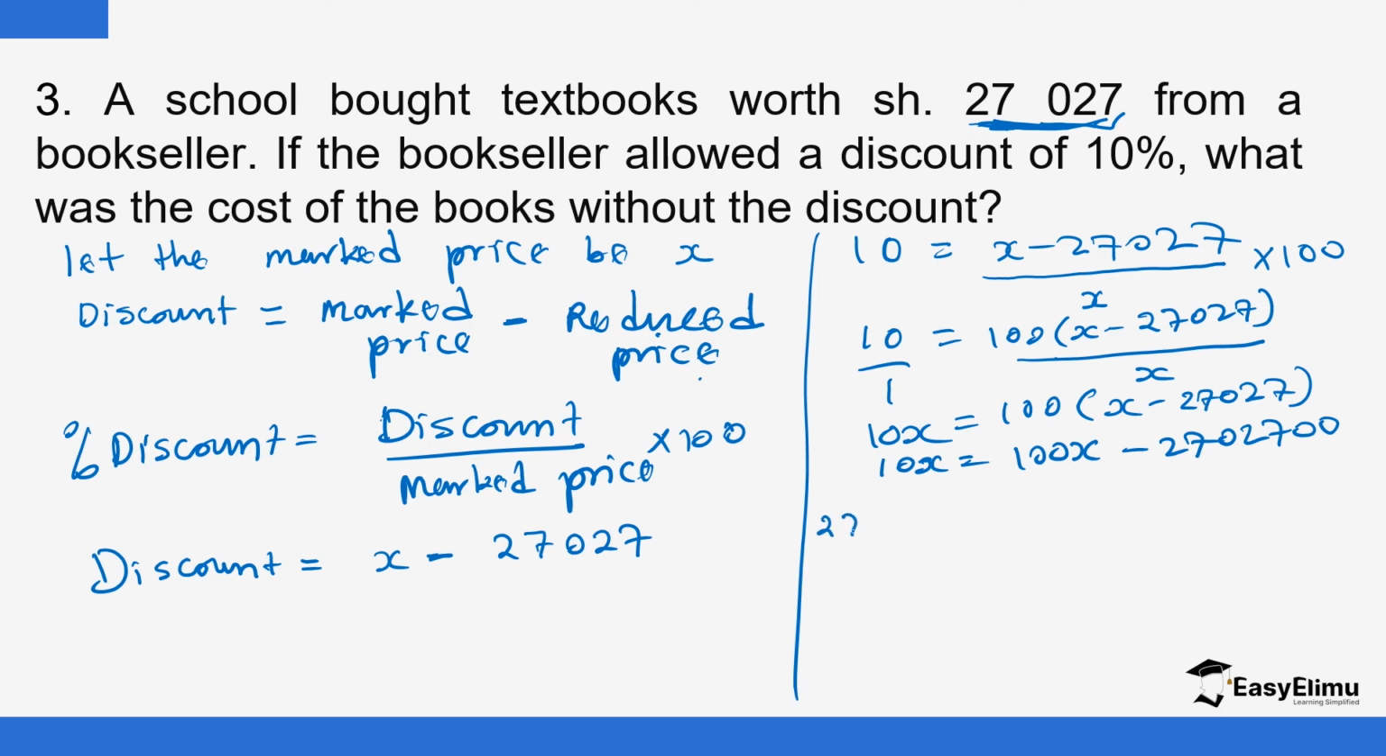So 2,702,700 will go to the other side. So 2,702,700 should be equal to 100x minus 10x. So 2,702,700 is equal to 90x. Dividing both sides by 90 will give us the value of x, which is actually the marked price, what we are looking for. The price at which this article would have been bought if no discount was allowed.